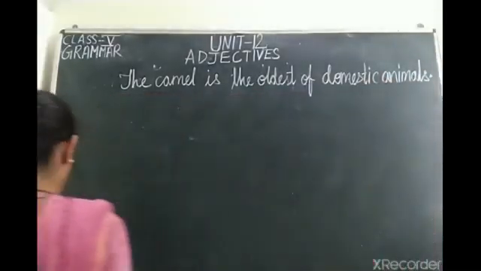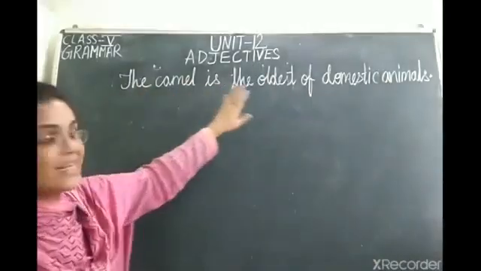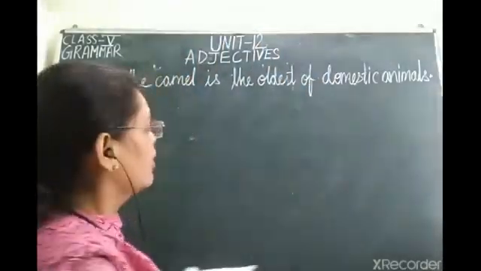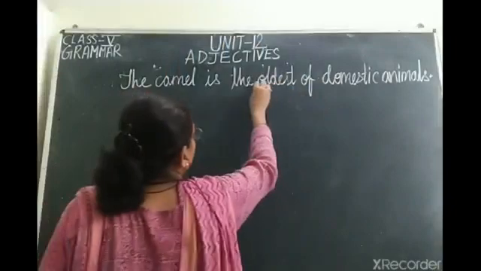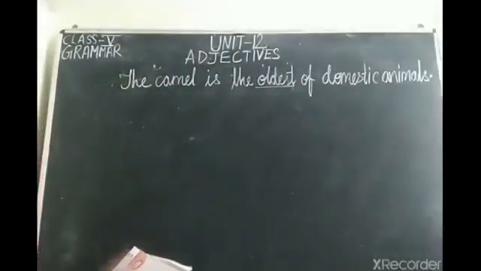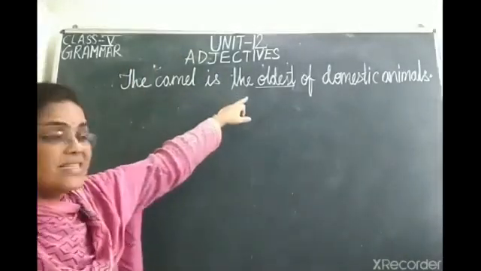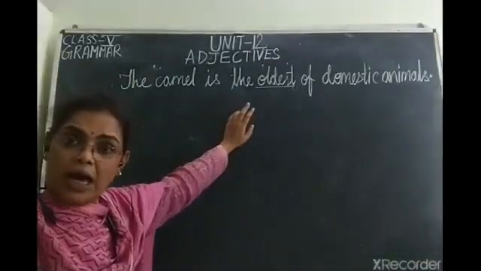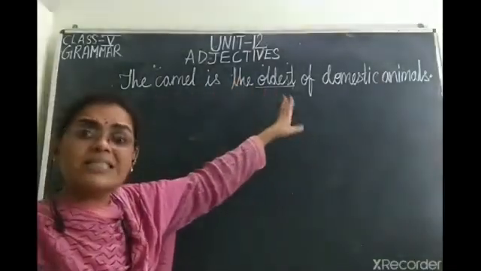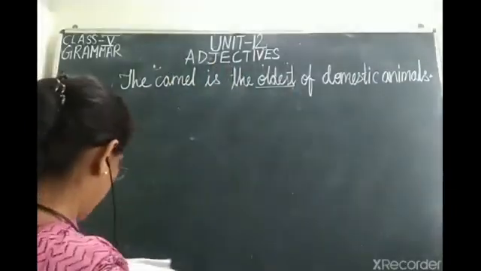Fine. Over here, children, the camel is the oldest of domestic animals. The camel क्या है? Noun है. Domestic animals भी noun है. Which word is describing the domestic animal? Oldest. Fine. तो इसमें बेटा oldest बता रहा है what kind of animal is the camel. It is one of the oldest domestic animals. This is the first line of the paragraph.